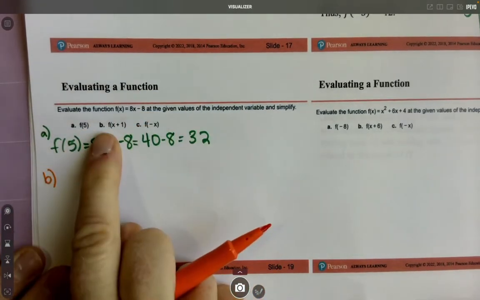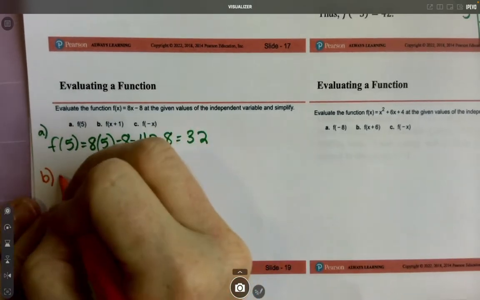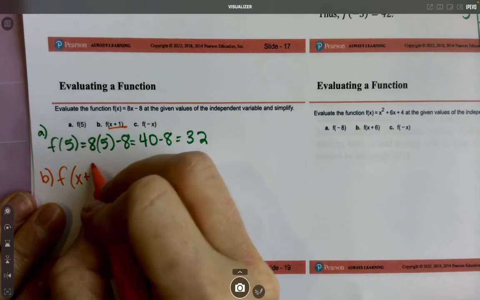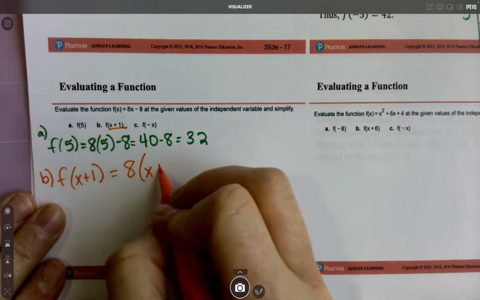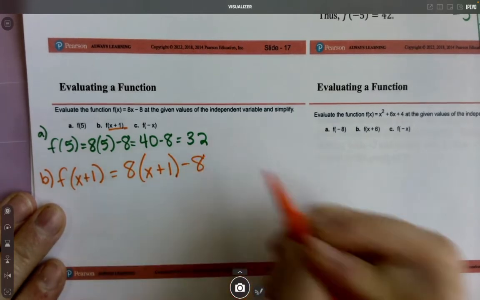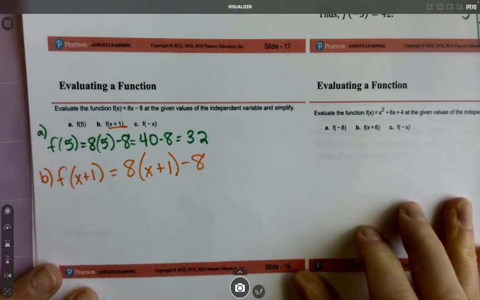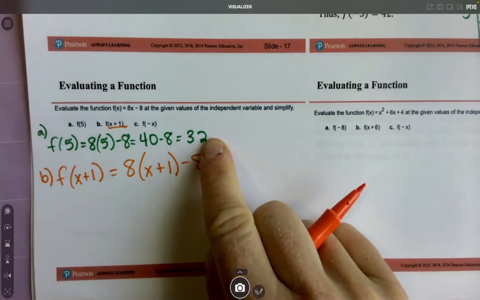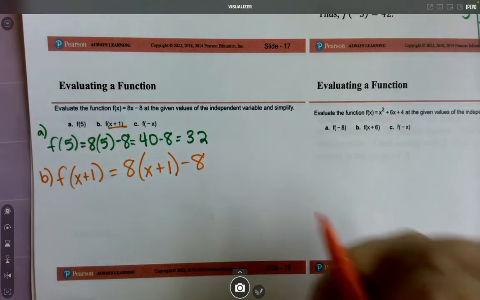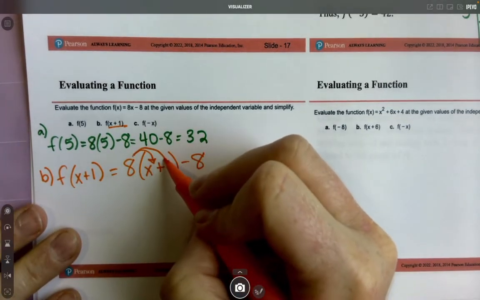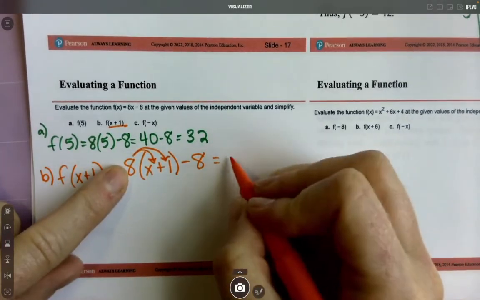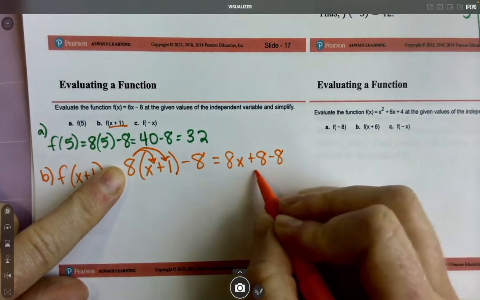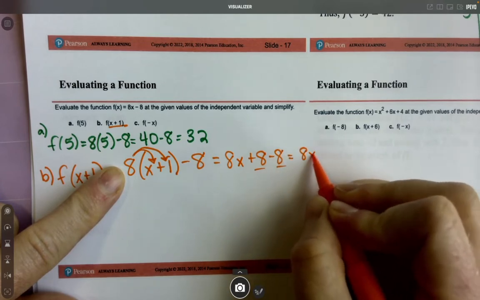B, in this case, it has f of x plus 1. So that means everywhere I see an x, I'm going to plug in an x plus 1. So it's 8, parentheses, x plus 1 minus 8. So whenever we have that, we need to simplify it. So we're not going to get a one answer solution, and we're not going to be able to use the calculator either. So we're going to have to substitute and solve. So 8x plus 8 minus 8. Well, 8 minus 8 is 0, so it just equals 8x.